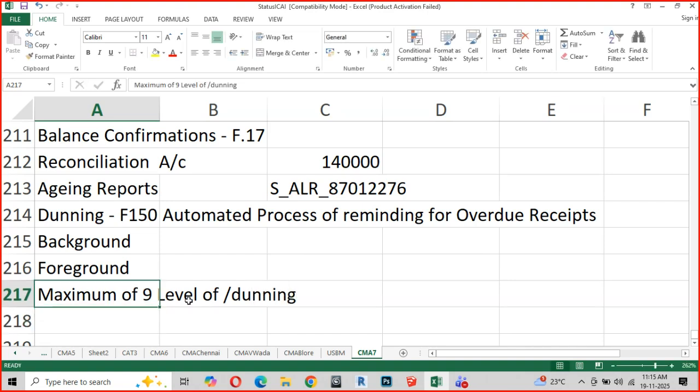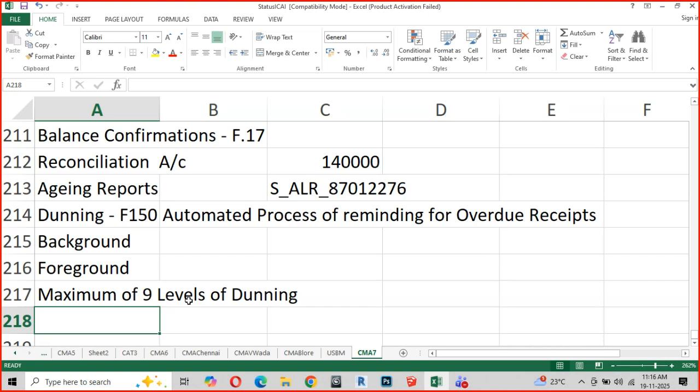Nine levels of dunning maximum. But do you think we ever use 9 levels of dunning practically? Absolutely no. Yesterday I said, if you're talking about the European setup and the US setup, the maximum level of dunning which we have worked on is 3. Practically it is only 3.